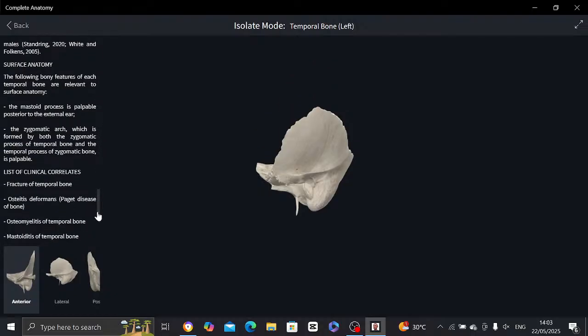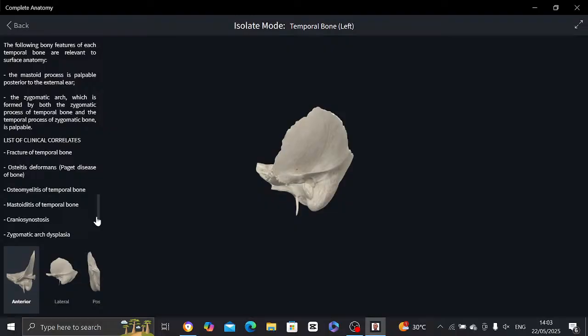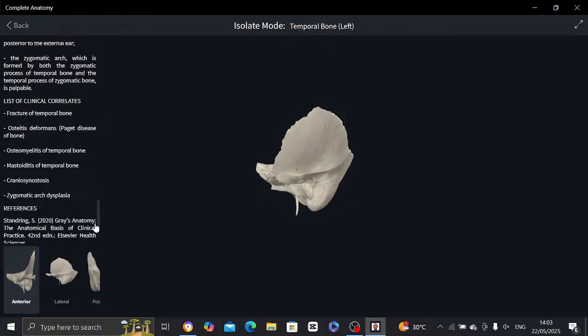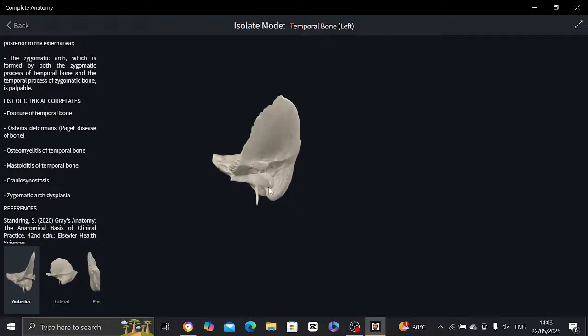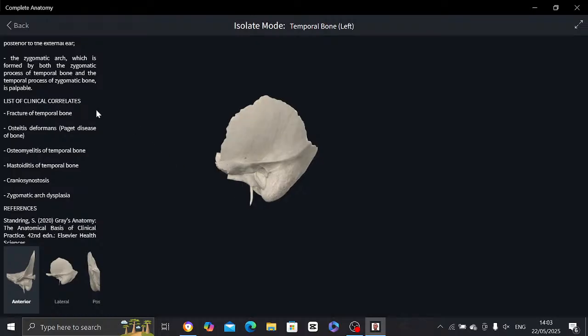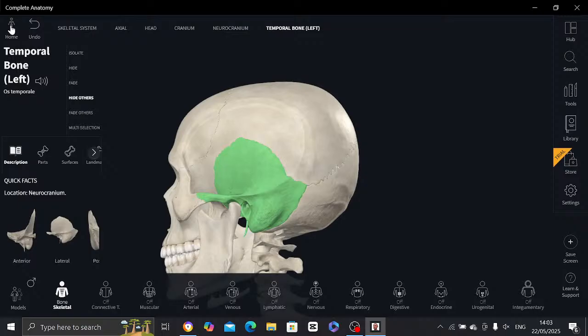So it could also be fractured. There could be osteomyelitis of the temporal bone. Generally bones with adequate marrow, because if you see the petrous portion, can get osteomyelitis of the temporal bone. Also the mastoid process could become infected or inflamed, a process called mastoiditis. So those are some of the important clinical correlates of the temporal bone.